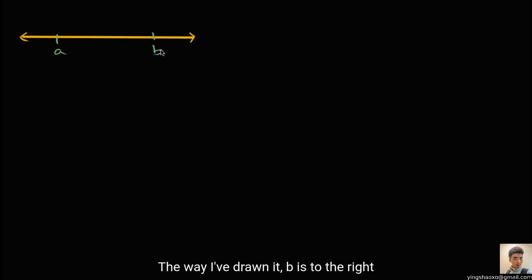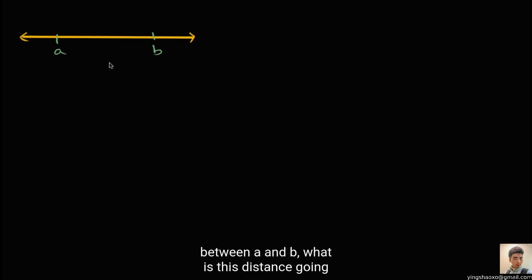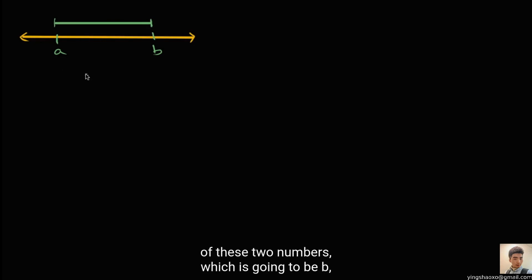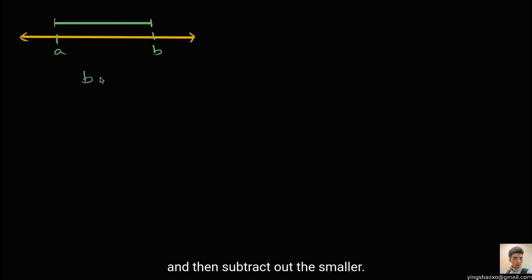And the way I've drawn it, B is to the right of A on our number line, and by our convention, B is going to be greater than A. If I wanted to figure out the distance between A and B, going from A to B right over there, how would I figure it out? Well, I could just take the larger of these two numbers, which is B, and then subtract out the smaller. So I subtract out A, and I'll be left with this distance, and this will give me a positive value. When I want a distance, I should think in terms of a positive value.